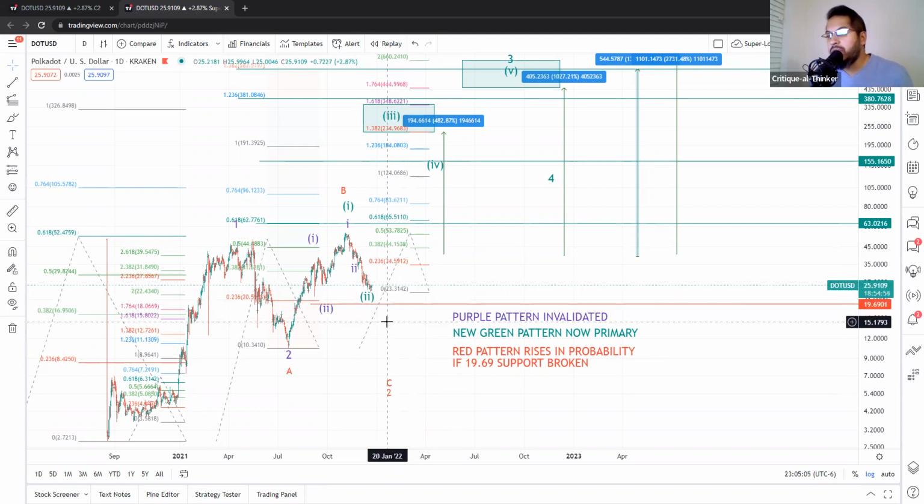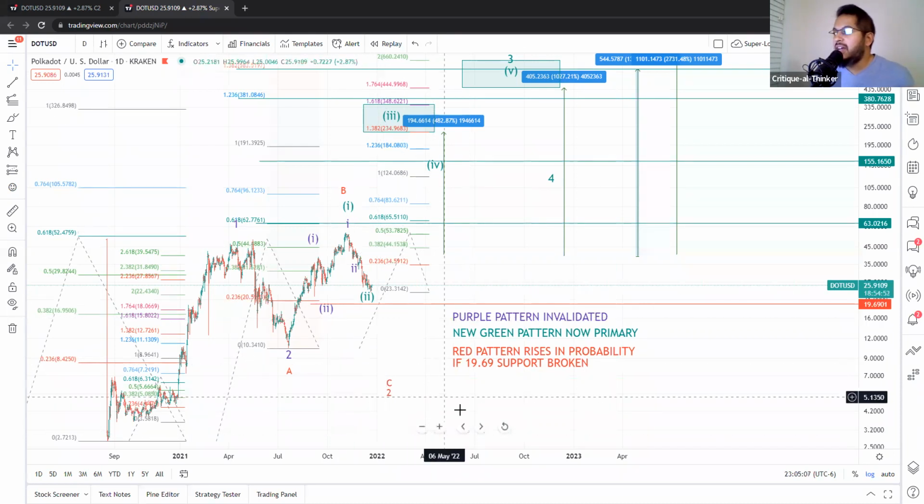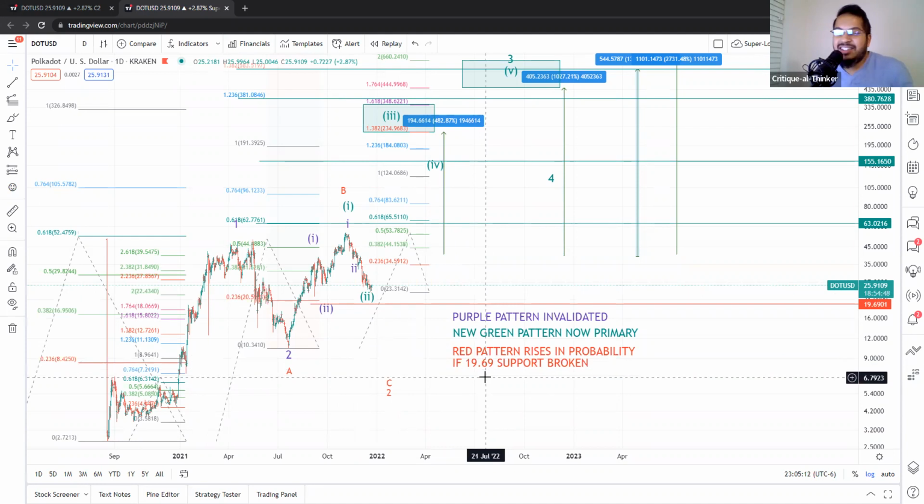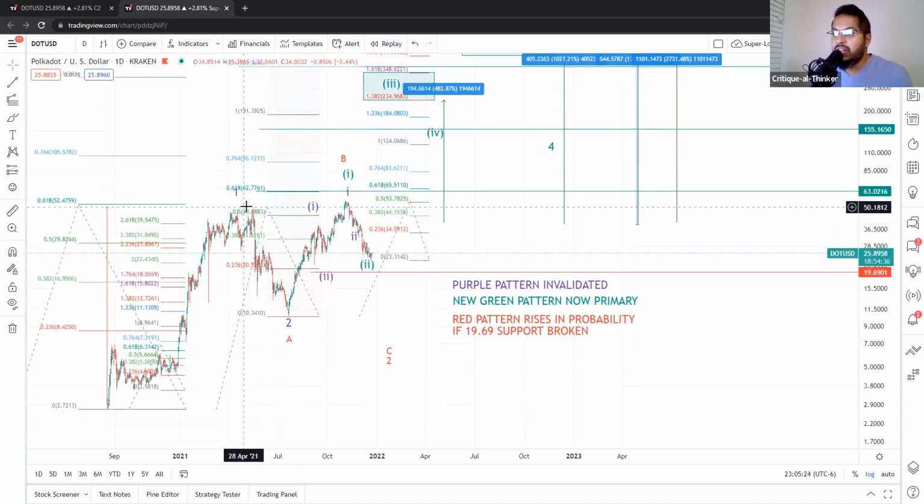We could go lower without invalidating, but as I mentioned, we don't want to break too far below that. So again, 1969 is a support, not the end of the world if we break it, but it does drastically increase the probability that we are following the red pattern. And of course, the red pattern, when we look at the big picture, is that we never finished the correction that started after our May 2021 peak.